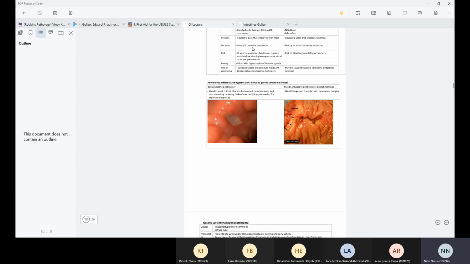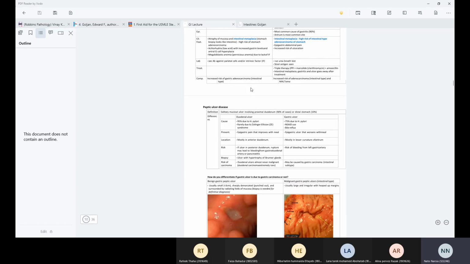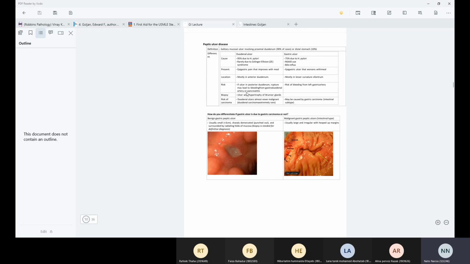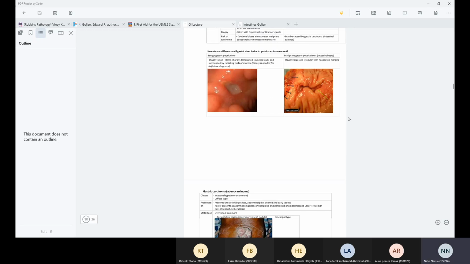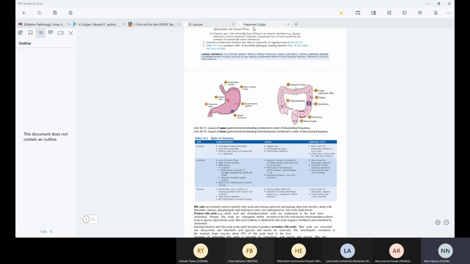That is PUD, guys. Like, revise peptic ulcer disease, duodenal and gastric. 90% very common. Helicobacter pylori is a major risk factor. Clinical presentation: with meal, whether it worsens or improves. That is also important. Location and risk. And this appearance you will know, and you will find many pictures in colon.